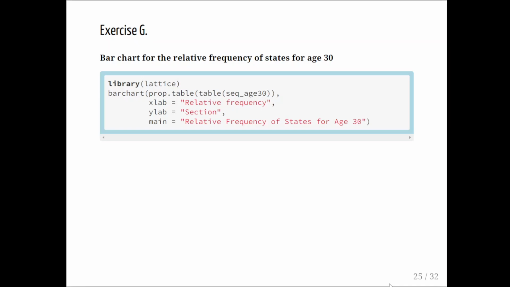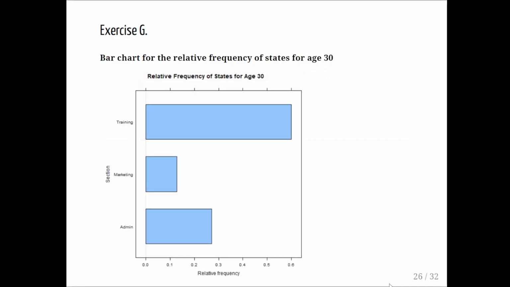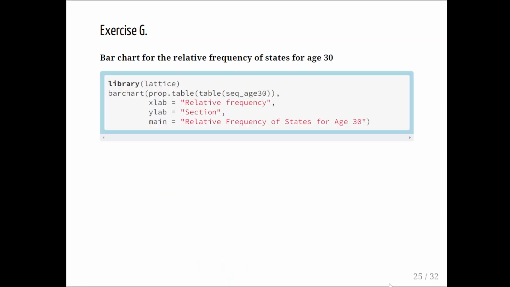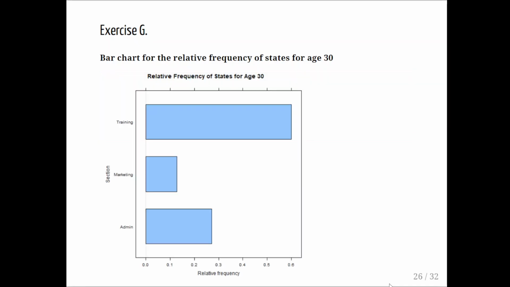So straightforward enough. This is really nice. I really like lattice. And this is the plot we will get. Bar chart for the relative frequency of states for age 30. And again, you'll notice it's written in terms of relative proportion. If you want the actual frequency instead of the proportions, you can knock prop table out of that and just use seq underscore age 30 directly if you want.